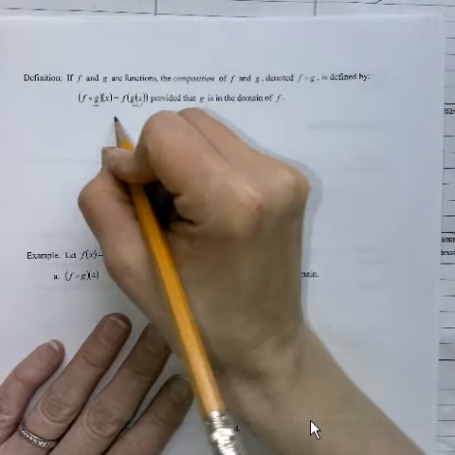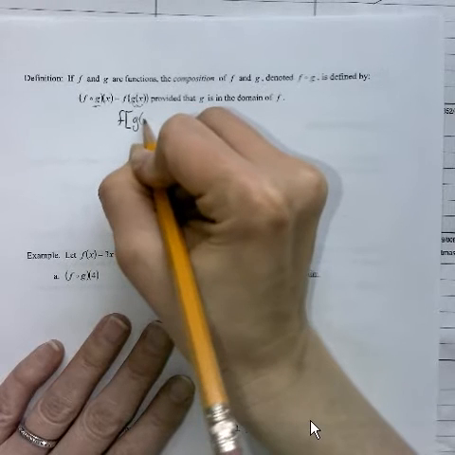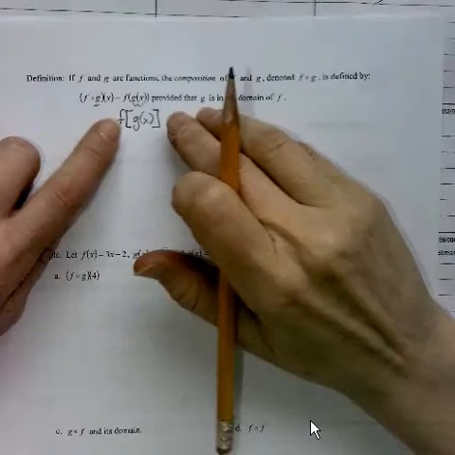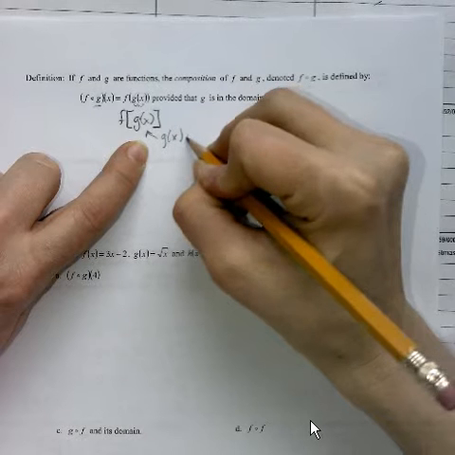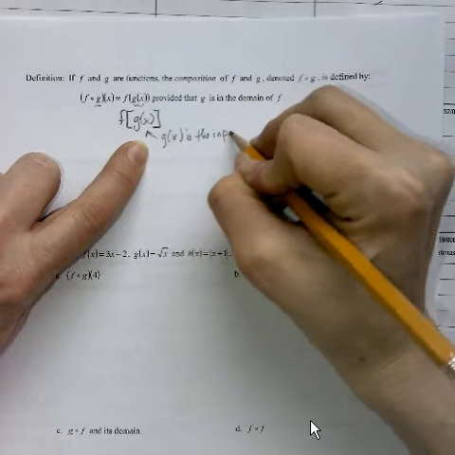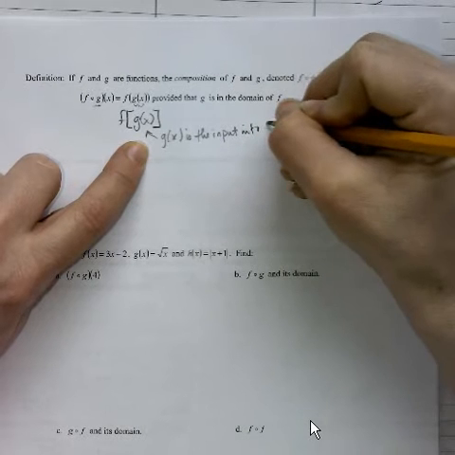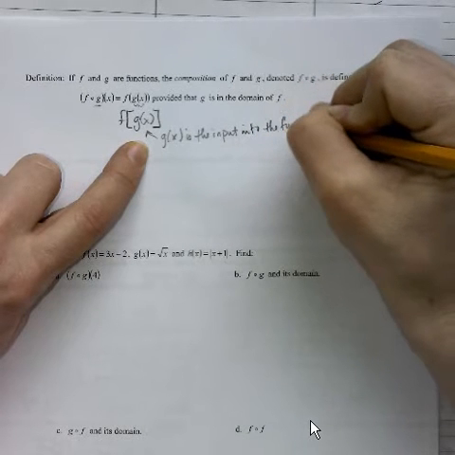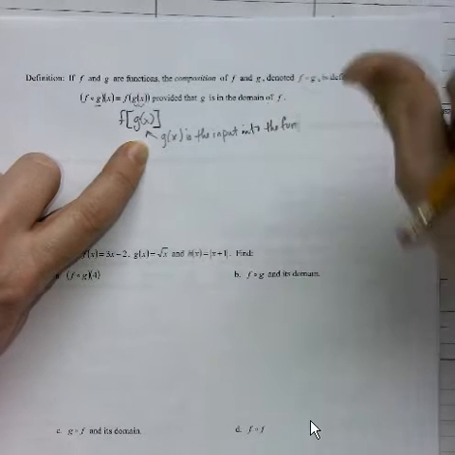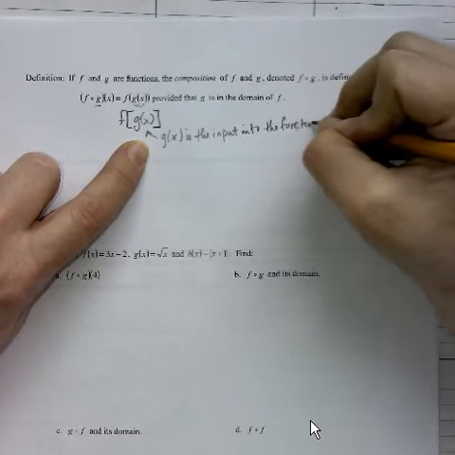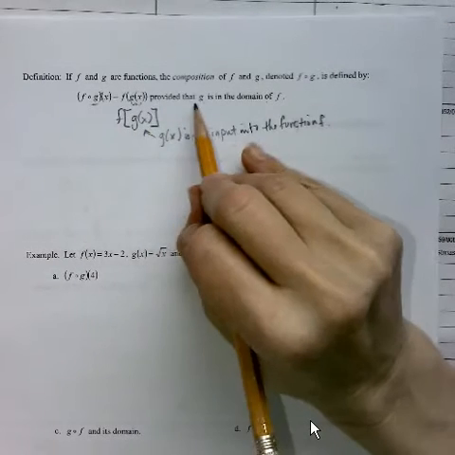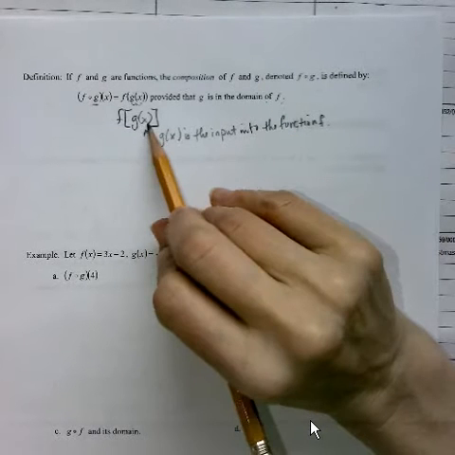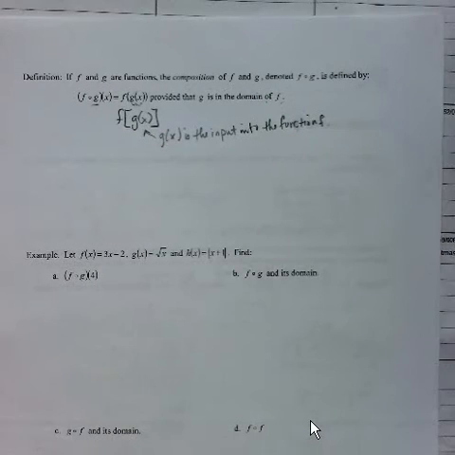It might help you to change that outer parenthesis to a square bracket like that. So this g at x is the input into the function f. Whoops. I don't know why I wrote a g. That's not how you spell function. Function f. Okay? Now, this little statement here, provided g is in the domain of f, well, if you got a number that's not in the domain, of course you can't plug it in. So we need to keep that in mind. And we'll talk more about that in a little bit.